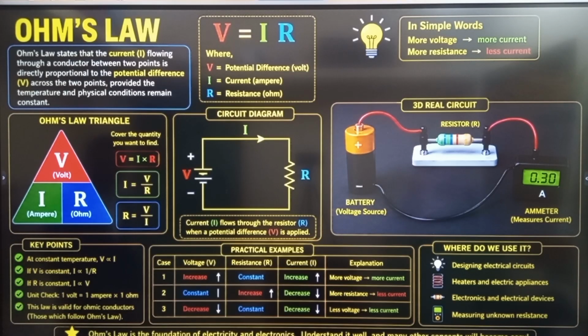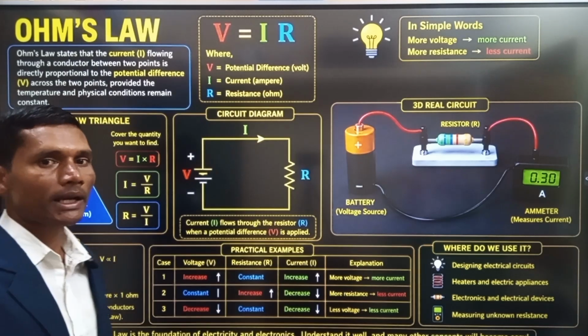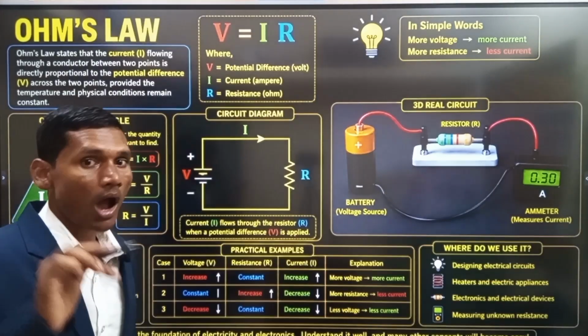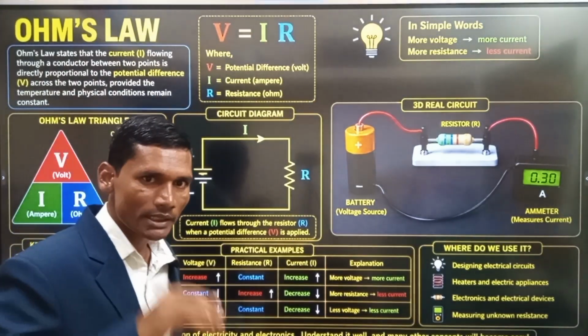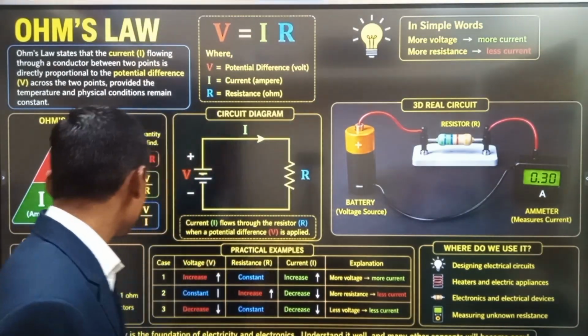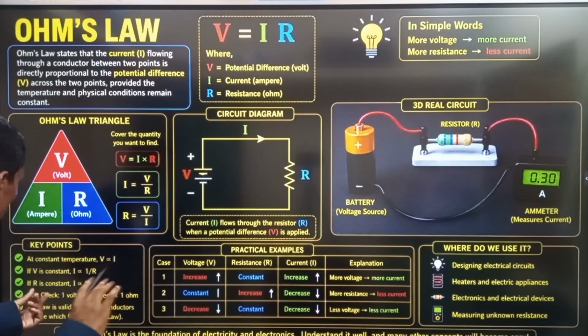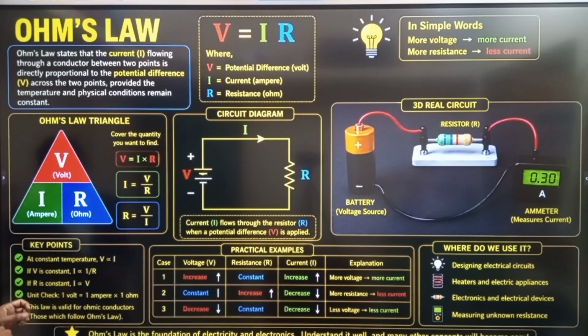At constant temperature only, V will be directly proportional to I. Next, if V is constant, I is inversely proportional to R, means current decreases as the resistance increases. Right. Next, if R is constant, then I is directly proportional to V. Means as you increase the current, potential difference will also increase. Both are directly proportional.